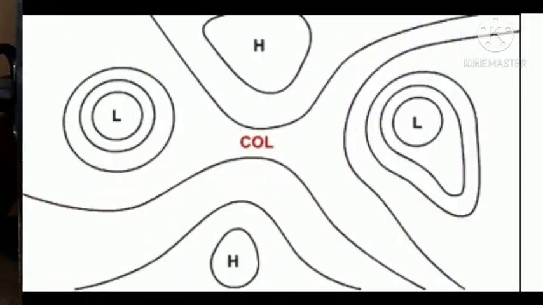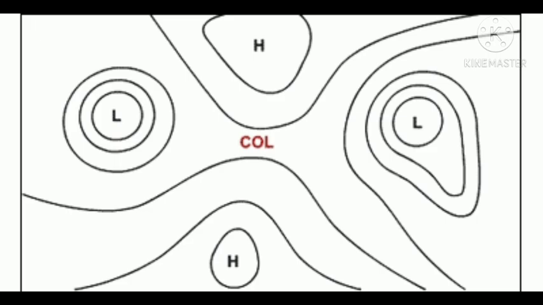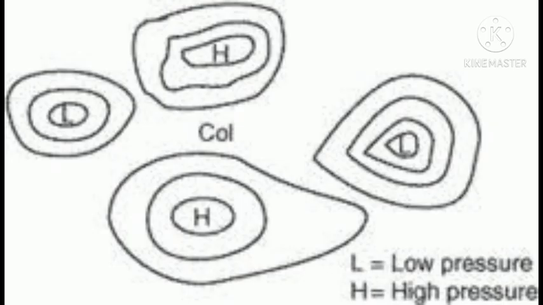Now let's talk about the col. A col is also known as the saddle point or a neutral point. It is the point of intersection of a trough and the ridge in the pressure pattern of the weather map. And now, let's talk about the types of col. The types of col are the symmetric, anticyclonic, and the cyclonic.